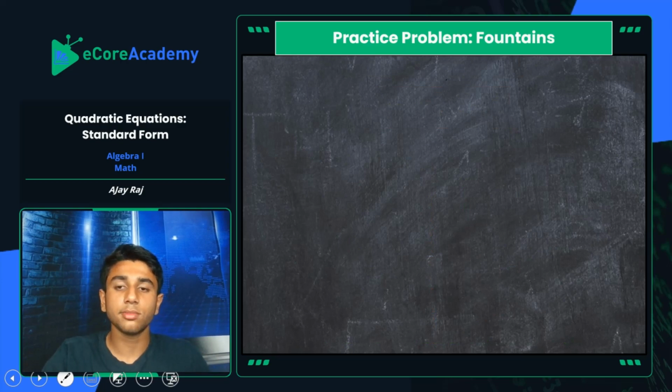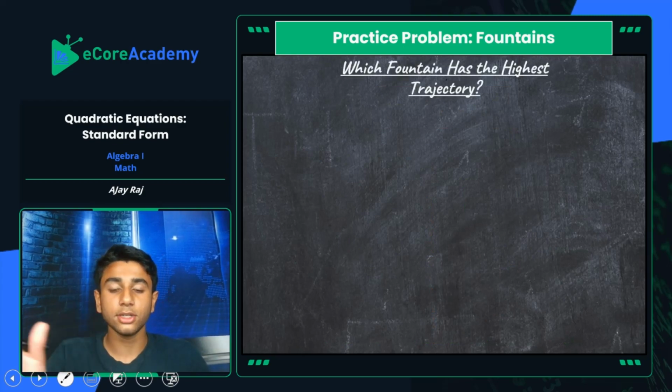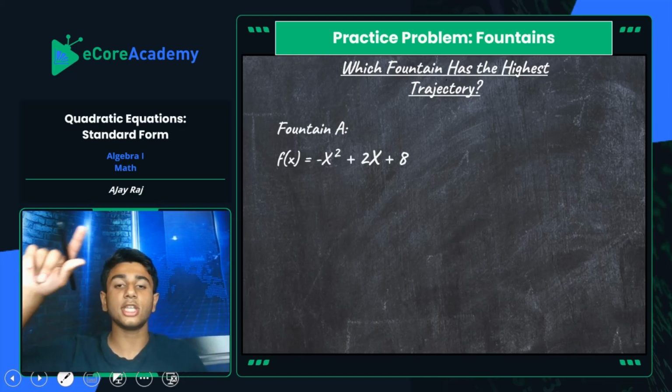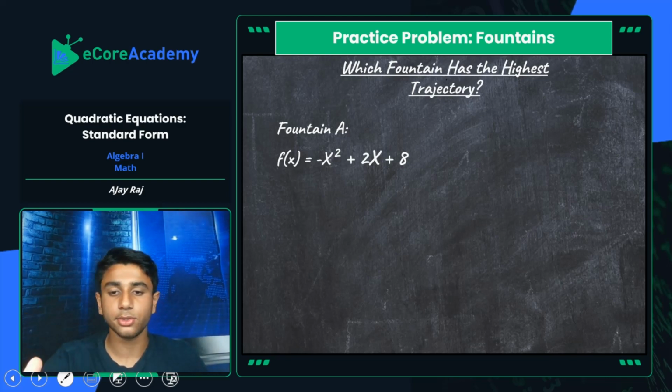All right, so now let's do some simple practice. We're going to do a practice problem that concerns fountains. Simple enough. So we're essentially going to calculate which fountain has the highest trajectory. So we're given fountain A, and we're given the equation. We know that when it comes to trajectory, it's essentially a fountain that's shooting in the shape of a parabola. It's going up and down, and that's your simple trajectory, your parabola. So fountain A has the equation of its parabola listed. It's f of x equals -x squared plus 2x plus 8.